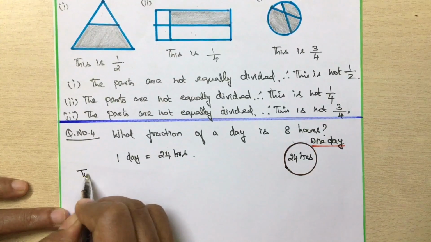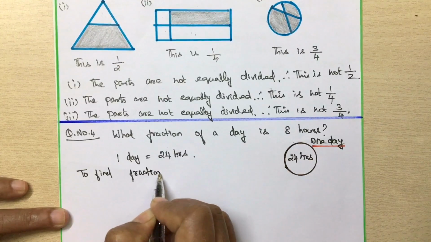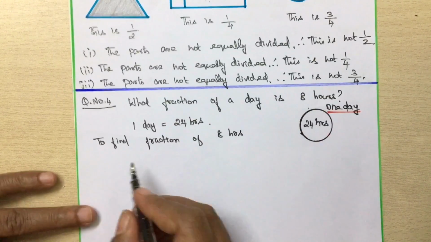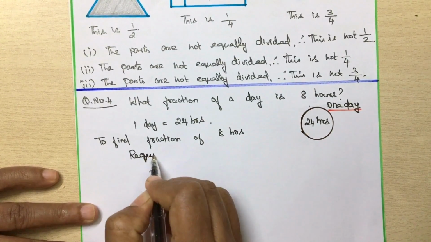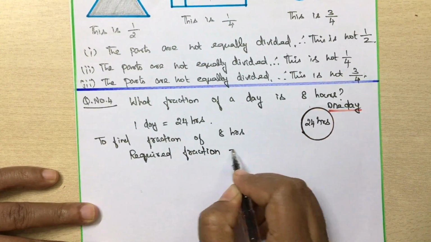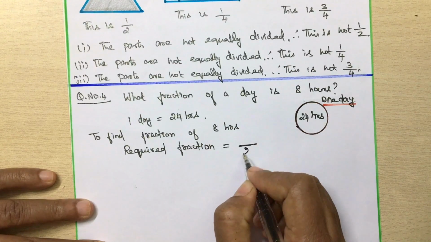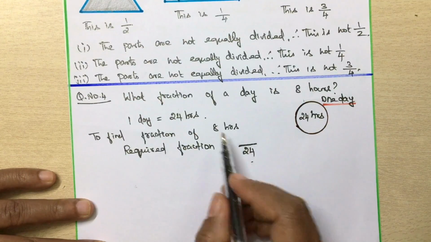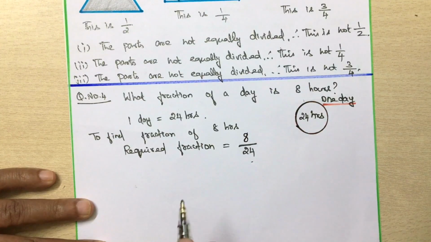Now what you have to find? To find the fraction of 8 hours. That is the question asked. Okay. Now we can write the required fraction is the entire whole. You have to write it in the bottom, that is 24 here. In the numerator, you have to always write what is asked. So here it is about 8 hours. Okay, this is 8 here in the numerator.